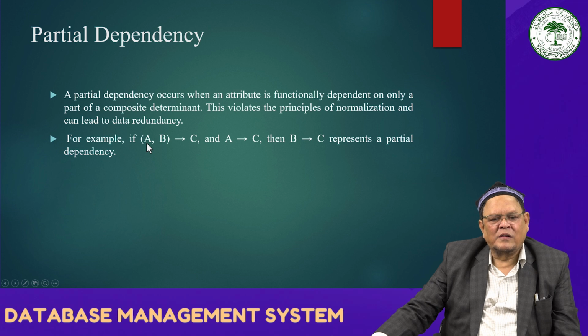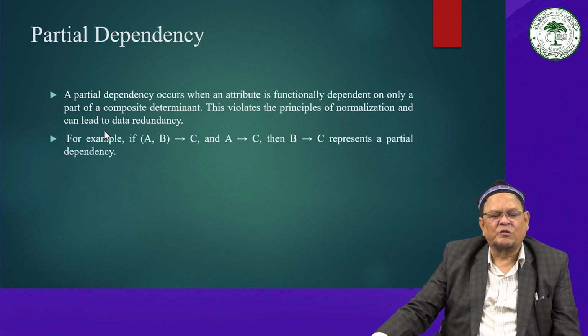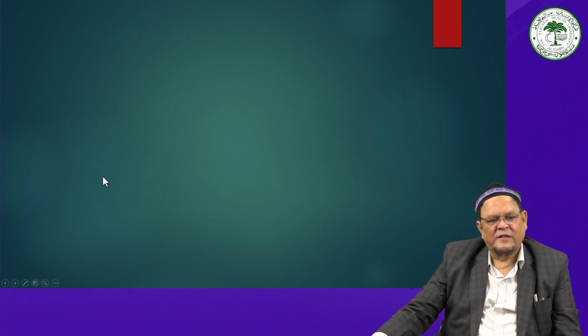For example, if a relation contains three attributes A, B, C, and the functional dependencies are given as A, B determines C and A determines C, then we can say that B determines C represents a partial dependency.